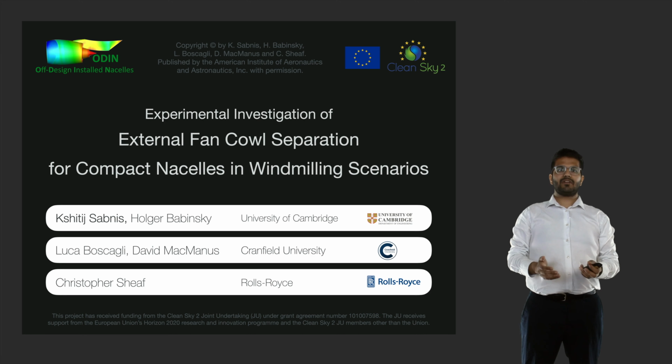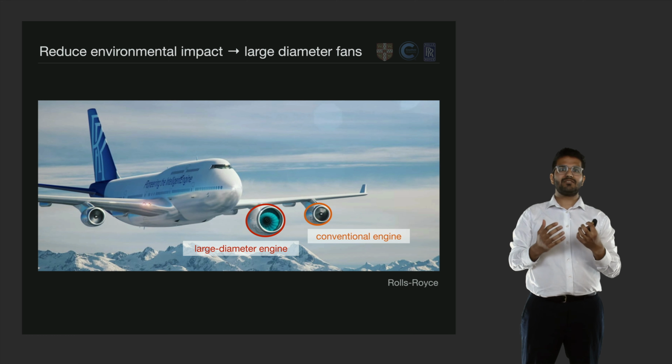Hello, I'm going to be talking about some work that we at Cambridge have done together with Cranfield and Rolls-Royce under the EU Clean Sky project ODIN to look at separation on the external surfaces of aircraft engine nacelles in certain off-design conditions.